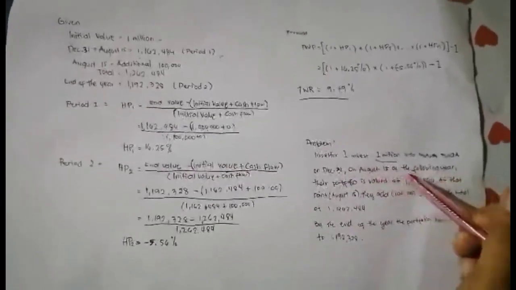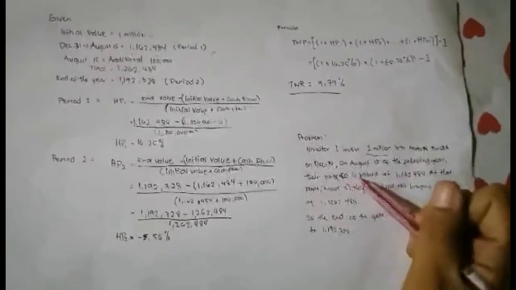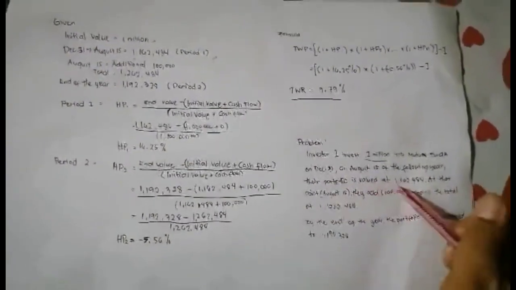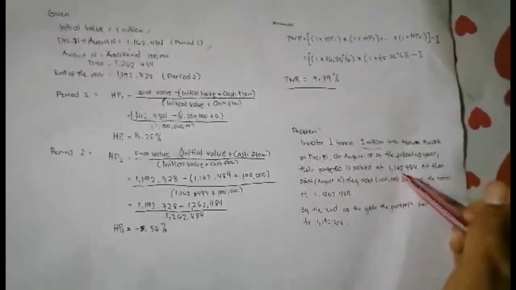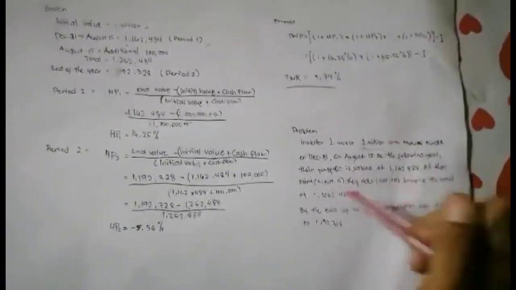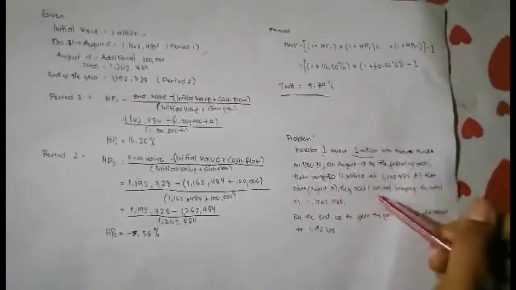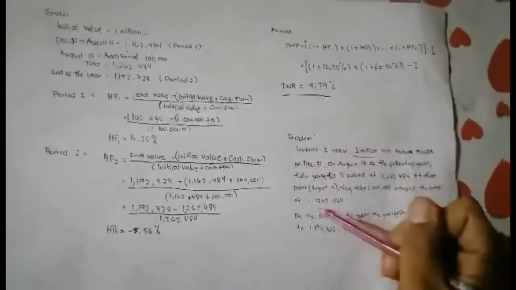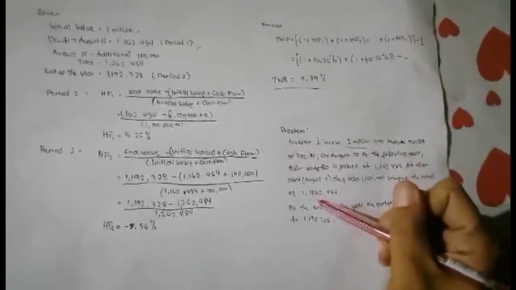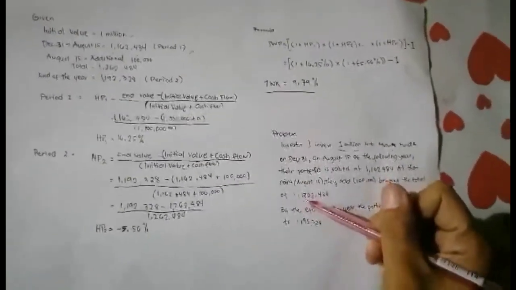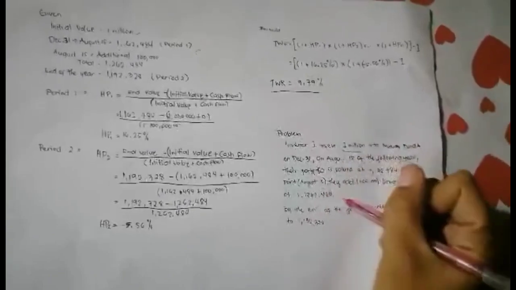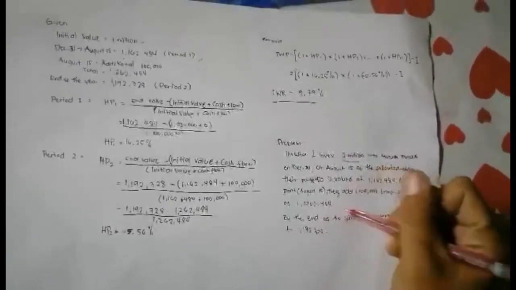On August 15 of the following year, their portfolio is valued at $1,162,484. At that point, on August 15, they add $100,000, bringing the total to $1,262,484.